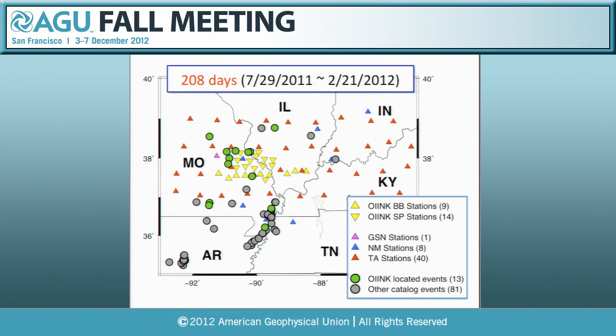Okay, this is data we acquired during the 208 days from July 29th, 2011 to February 21st, 2012. The green and dark or gray dots are the epicenters, where the green dots are the epicenters located by our OIINK network, and the gray dots are the locations from the original network, mostly from the Syrian network. And the triangles are seismic stations, where the yellow triangles are the OIINK stations.